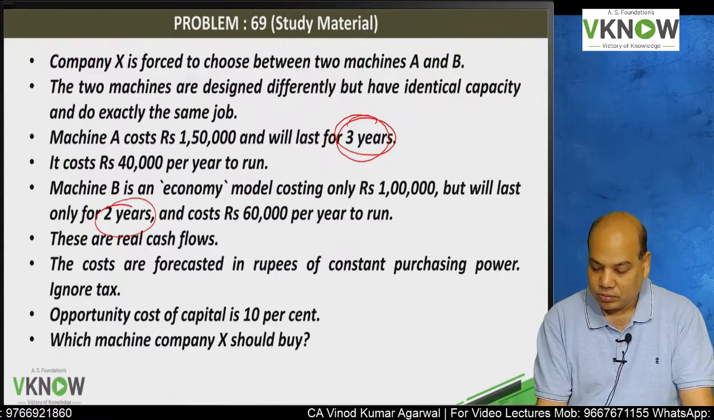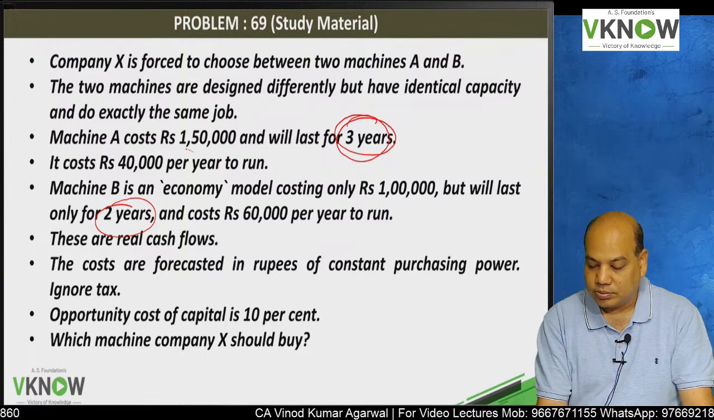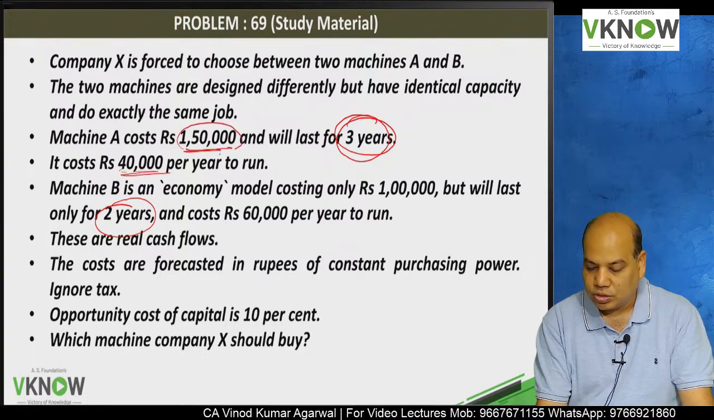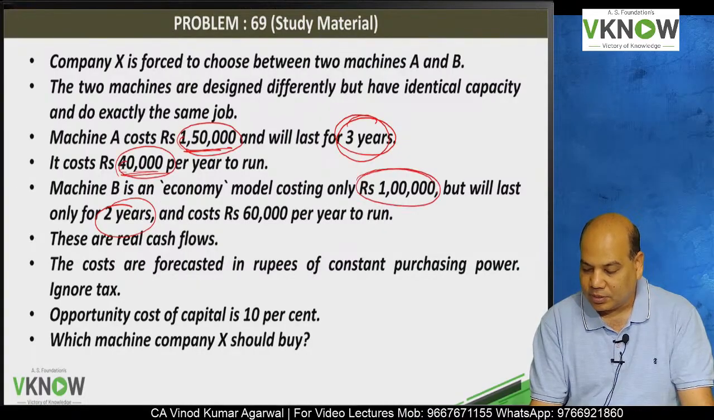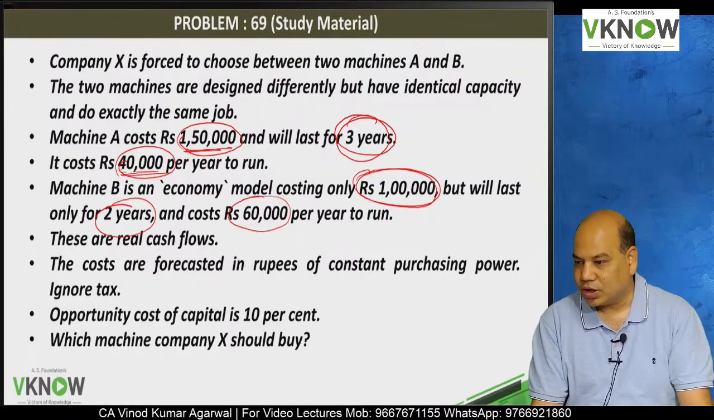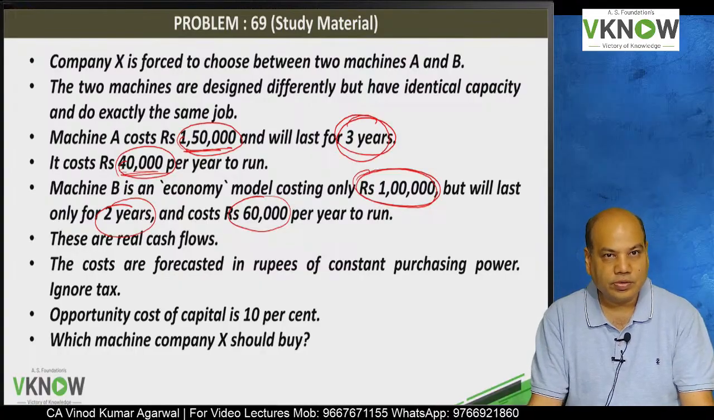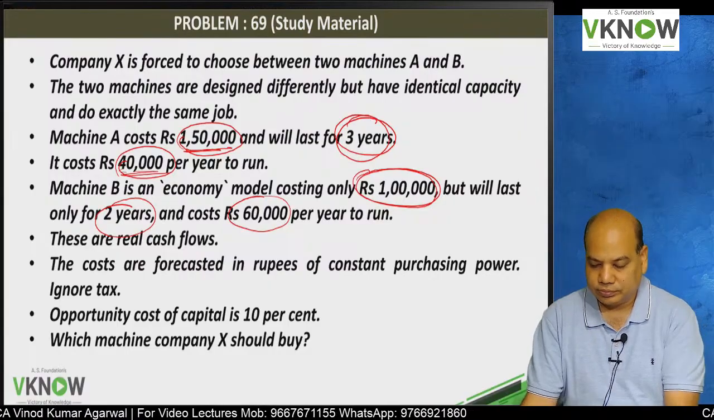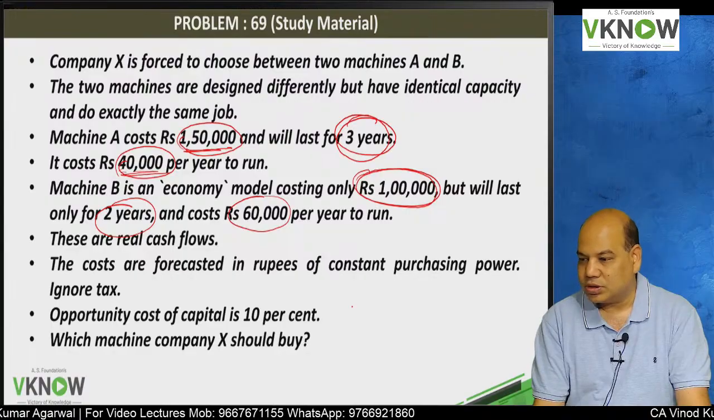Secondly, this is a cost minimization problem. There are only costs given in the problem: cost of machine A, running cost of machine A, capital cost of machine B, running cost of machine B. So the second issue is that our objective is cost minimization. Is it right? So how do we compare the two machines?